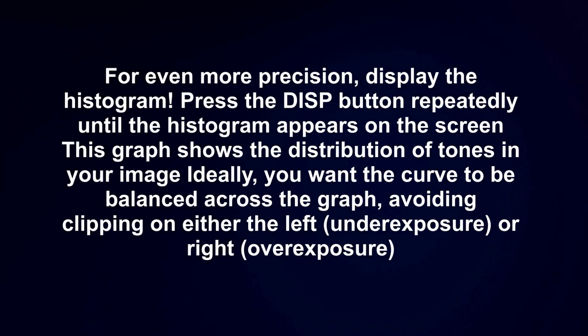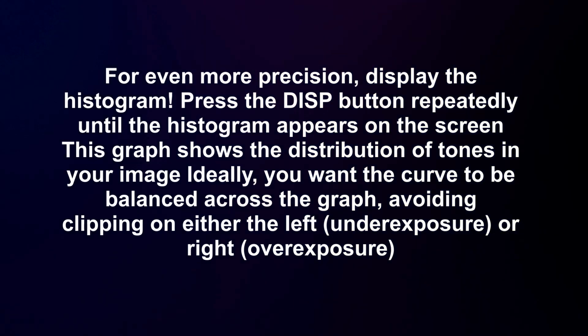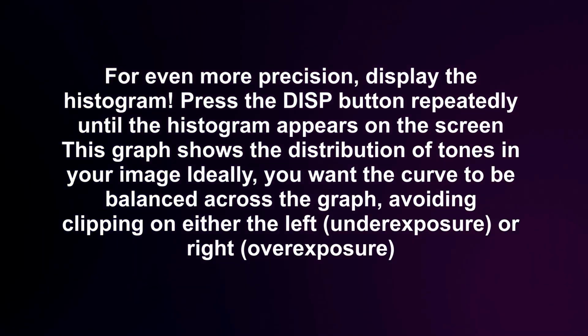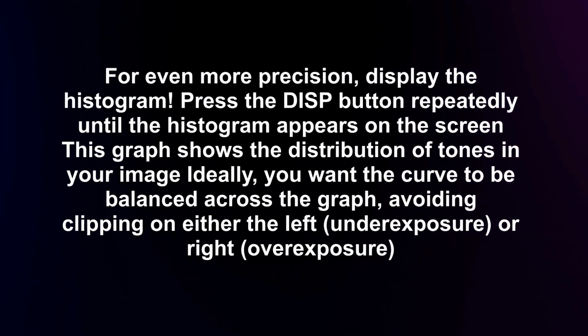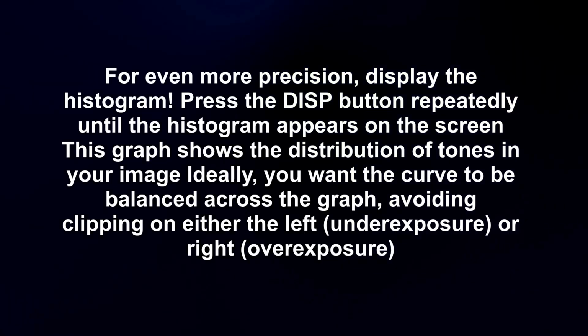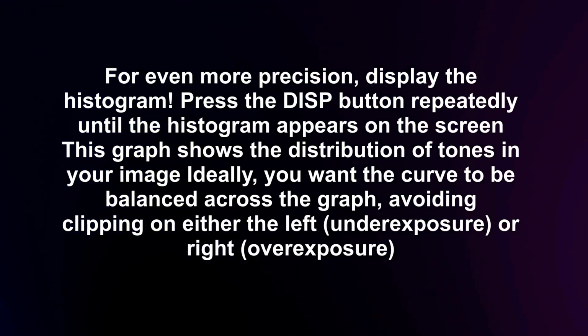For even more precision, display the histogram. Press the DISP button repeatedly until the histogram appears on the screen. This graph shows the distribution of tones in your image. Ideally, you want the curve to be balanced across the graph, avoiding clipping on either the left, underexposure, or right, overexposure.